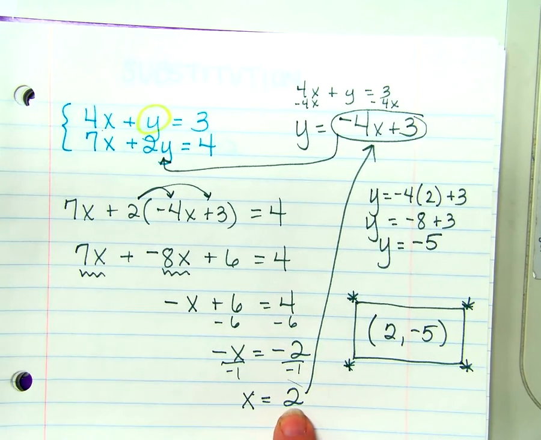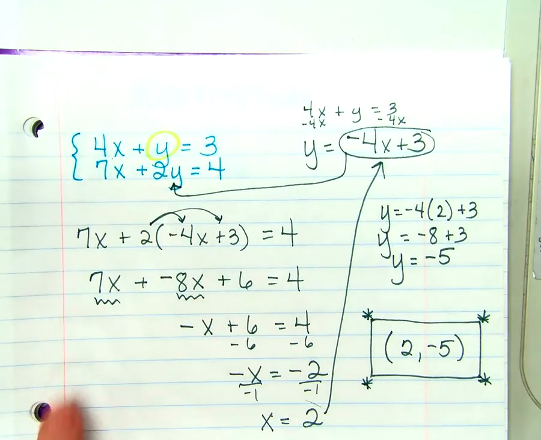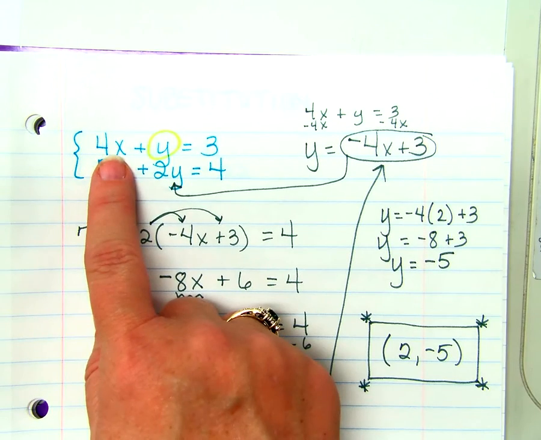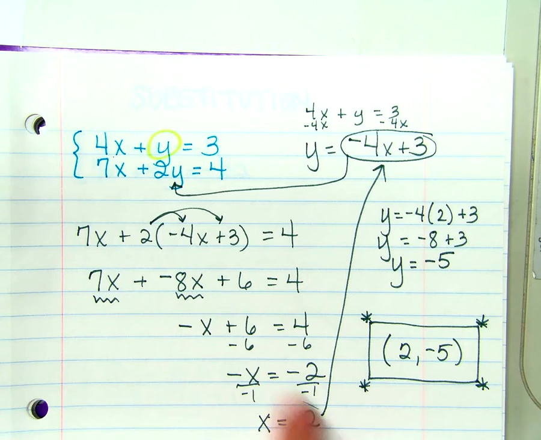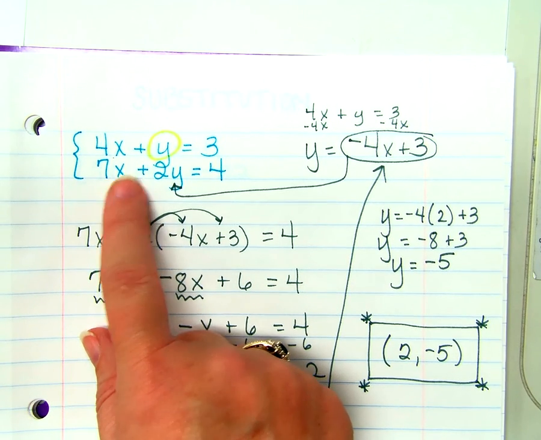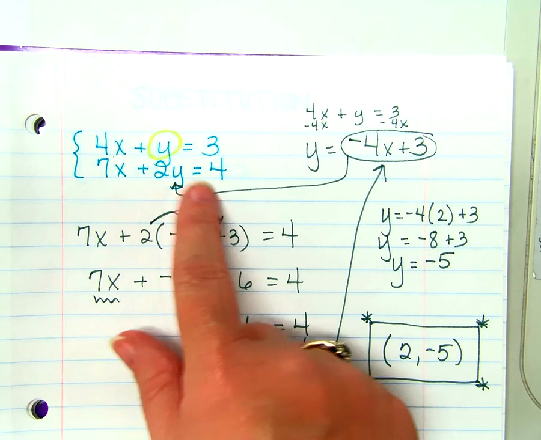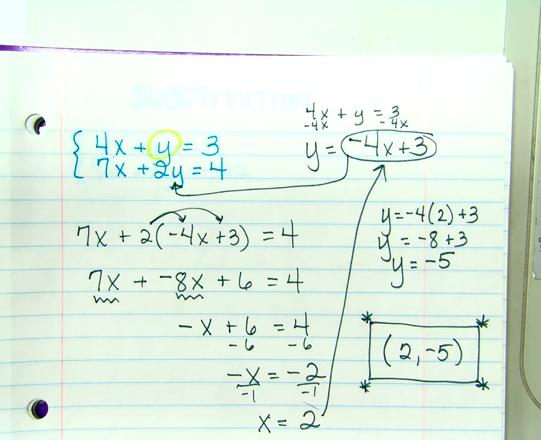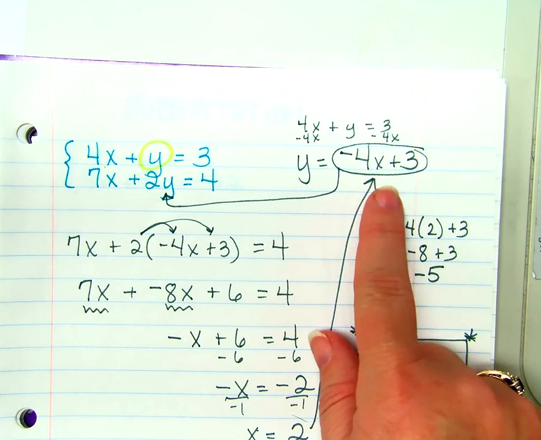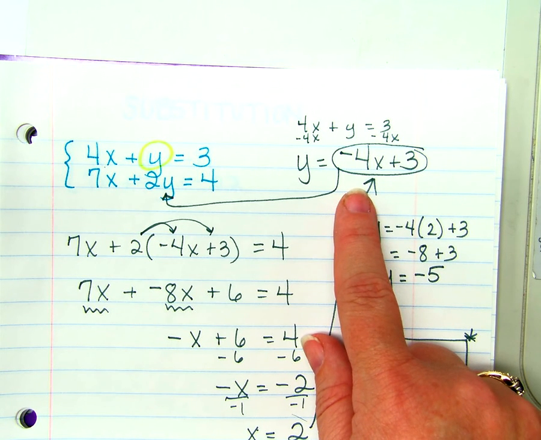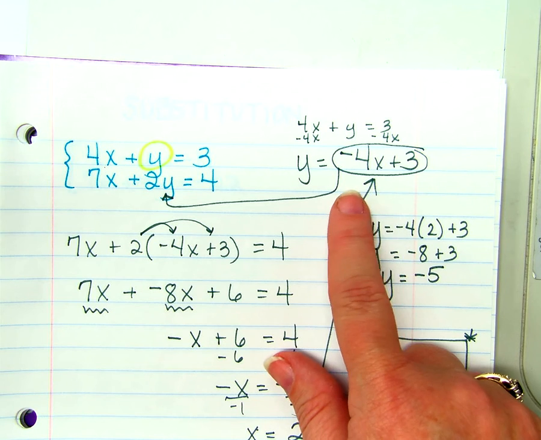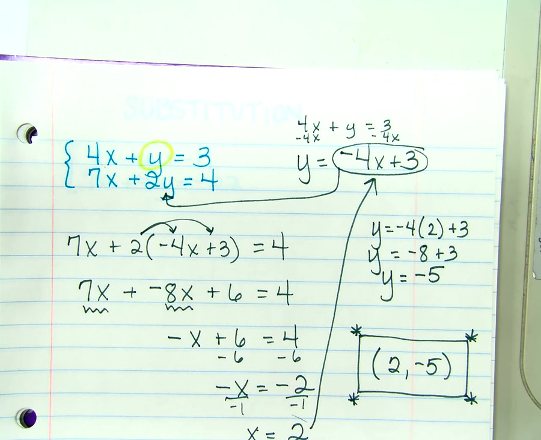What would happen if I took this and put it into one of my original 2 equations? I would get 8 plus y equals 4. Wouldn't that still be negative 5? Or if I put x in for 2, I'd get 14 plus 2y equals 4. Wouldn't that give me the same answer still? Yes. So why are we going here? Because it's easier. It's faster. Do you have any questions?